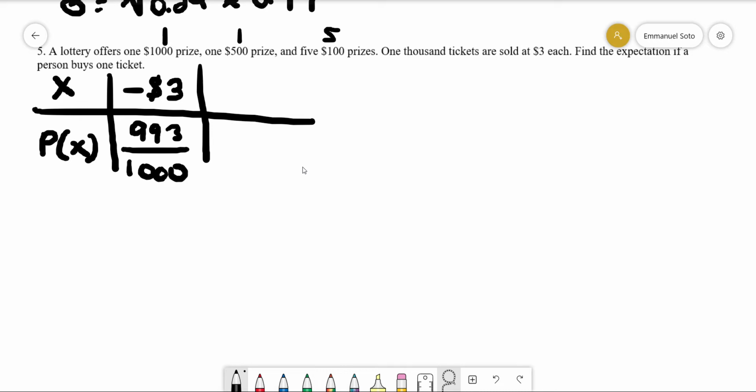We can also have the option of winning $100, but then paying $3, so that's $97. What's the chance of that? Well, there are 5 tickets that have that. So 5 out of 1,000.